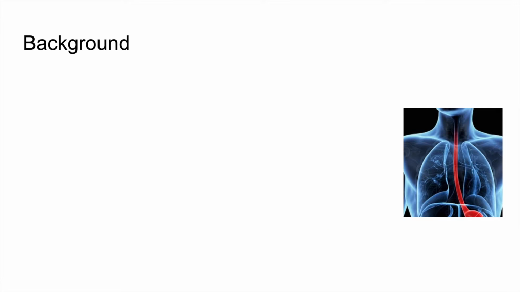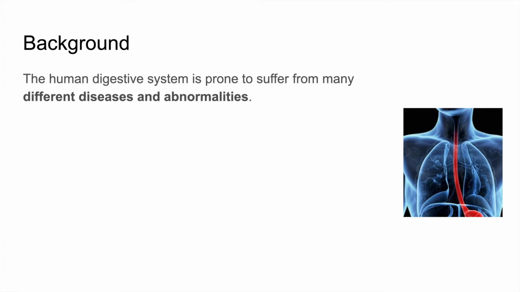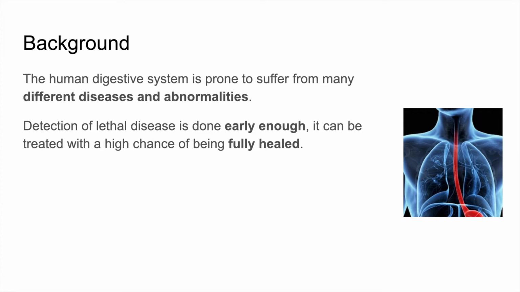About the background. The human digestive system can be affected by a lot of different diseases. For example, polyps, which are the stage before cancer, there can also be worms, bleeding, and so on. If you're able to detect these lesions really early, then you have a good chance to be healed. So the earlier you detect it, the better. For example, if you detect polyps early, you will maybe not get cancer.